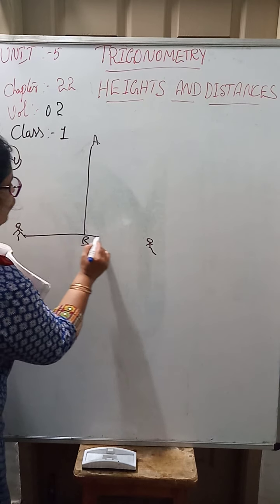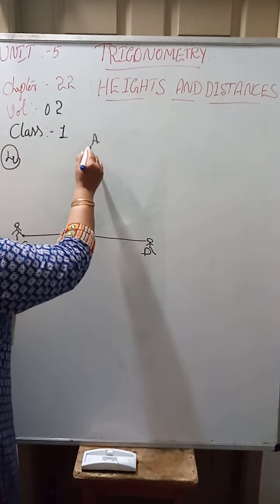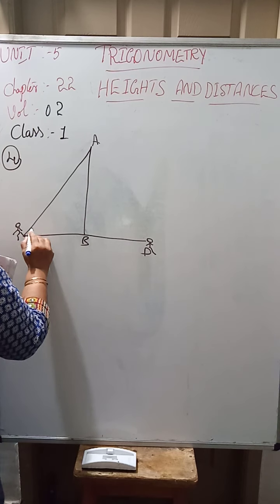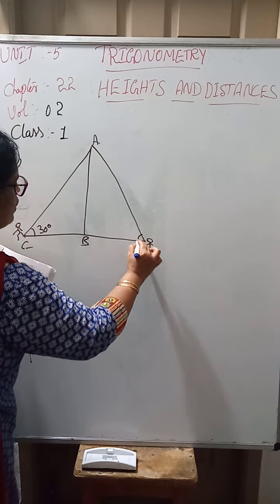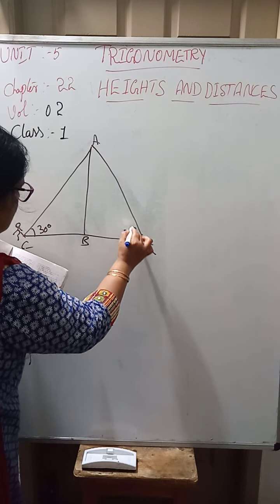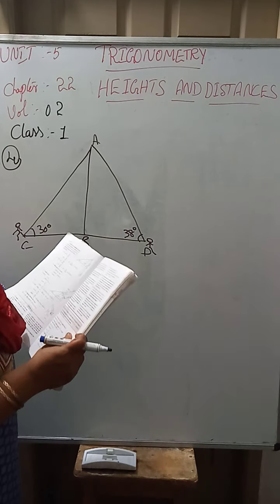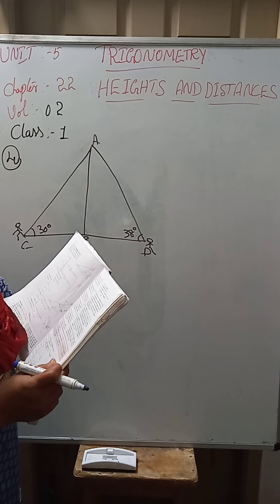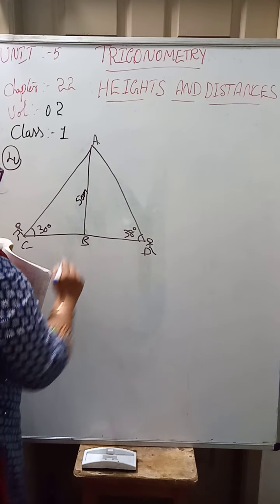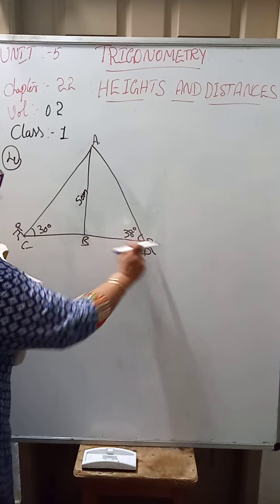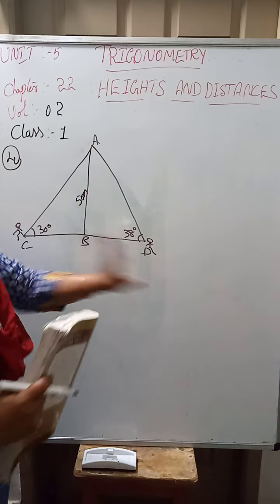So let me draw the ground level like this. Let us call these points C and D. This is the angle of elevation of 30 degrees, and this is the angle of elevation of 38 degrees. Find the distance between them if the height of the tower is 50 meters. We have to find the distance between these two persons, that is CD. CD means BC plus BD.